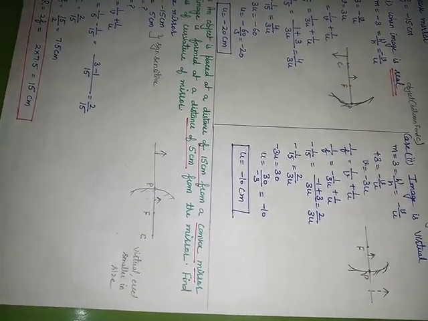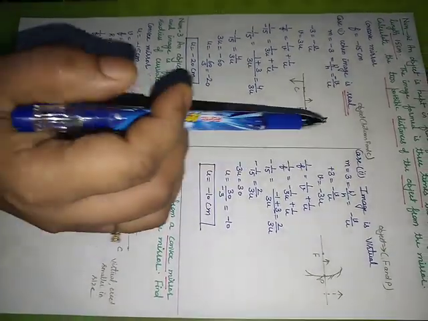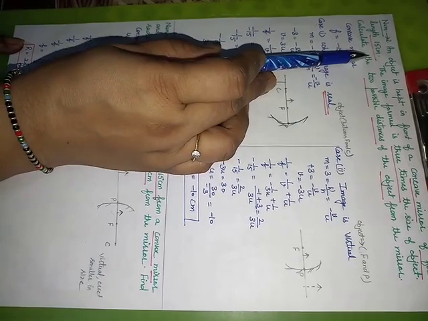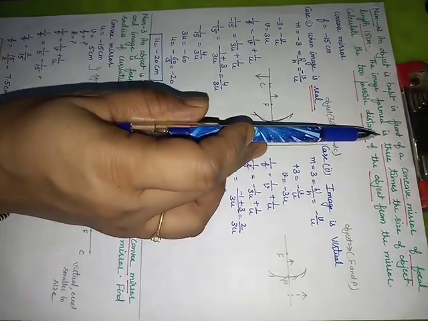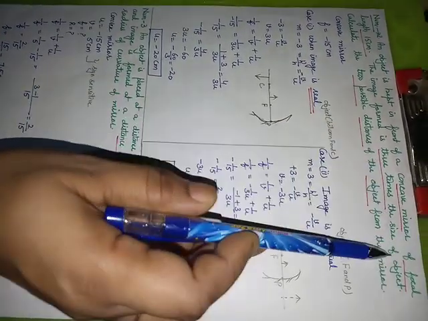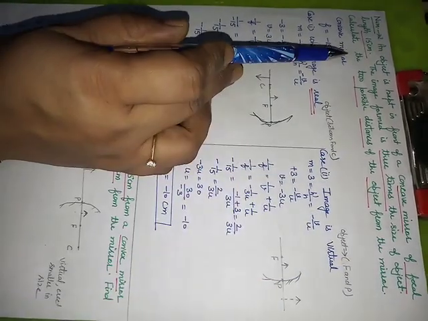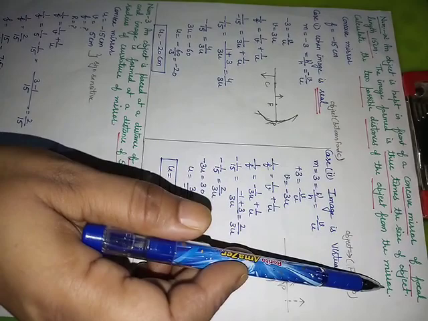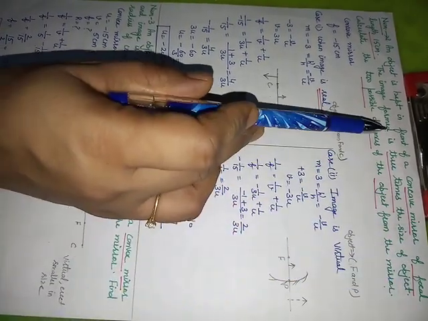Next question is, an object is kept in front of a concave mirror. Focal length is given to be 15 centimeter. The image formed is given 3 times the size of object. Calculate the two possible distances of the object from the mirror. What is given to us?